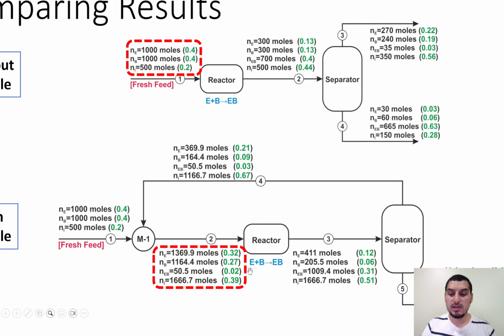It's not actually doing anything. It's doing a negative thing, which is reducing the speed of reaction. So the advantage that we achieved by recycling the unreacted components is now leading to another problem, which is reducing the rate of reaction due to the high concentration of inerts in the recycle stream.